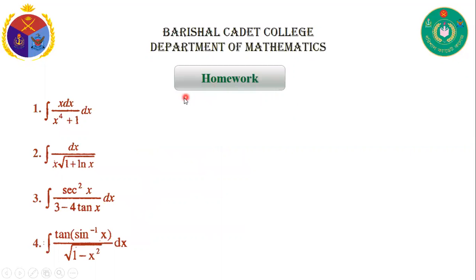Now homework. First, integration of x dx by x to the power 4 plus 1. Second, integration of dx by x square root of 1 plus ln x. Number 3 is integration of sec square x divided by 3 minus 4 tan x dx, and number 4 is integration of tan of sin inverse x divided by square root of 1 minus x square dx. Boys, you have to choose the value of z, then the integration will be much easier.